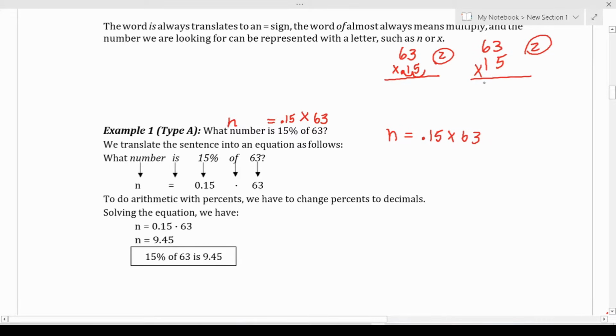Once we're done doing this arithmetic, 3 times 5 is 15, carry 1. 6 times 5 is 30, plus 1 is 31. Bring a 0 placeholder in before we start multiplication with this 1. 1 times 3 is 3, and 1 times 6 is 6. Let's add. 5 plus 0 is 5. 3 plus 1 is 4. 3 plus 6 is 9. Bring our 2 decimals back in. So we can see that n in this case equals 9.45.